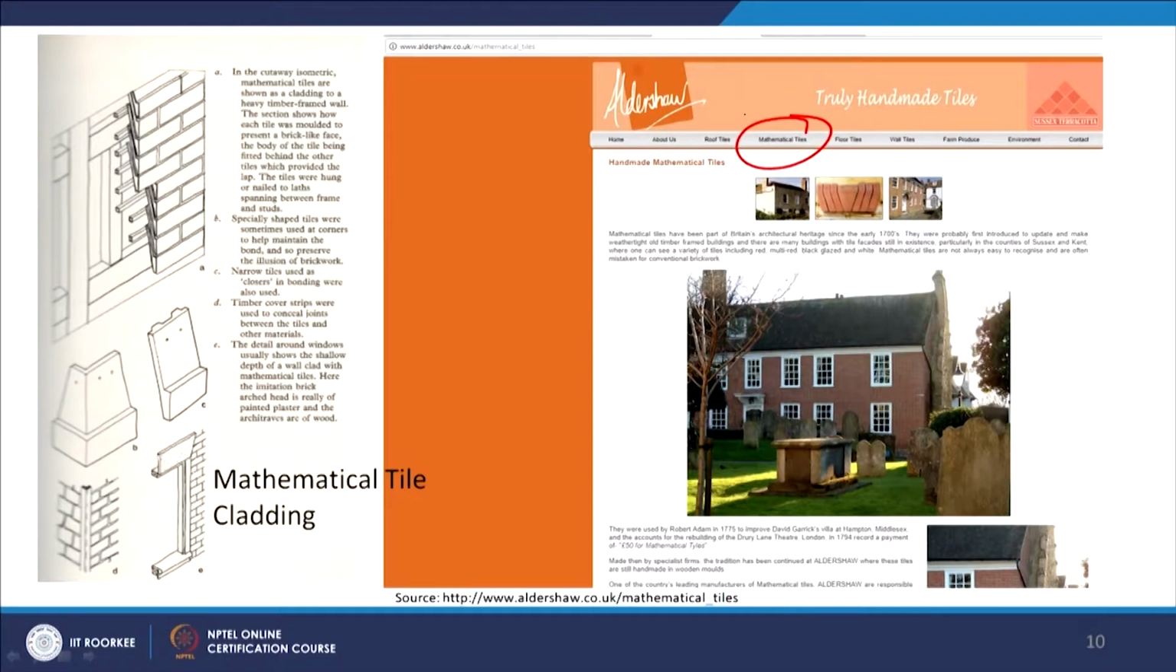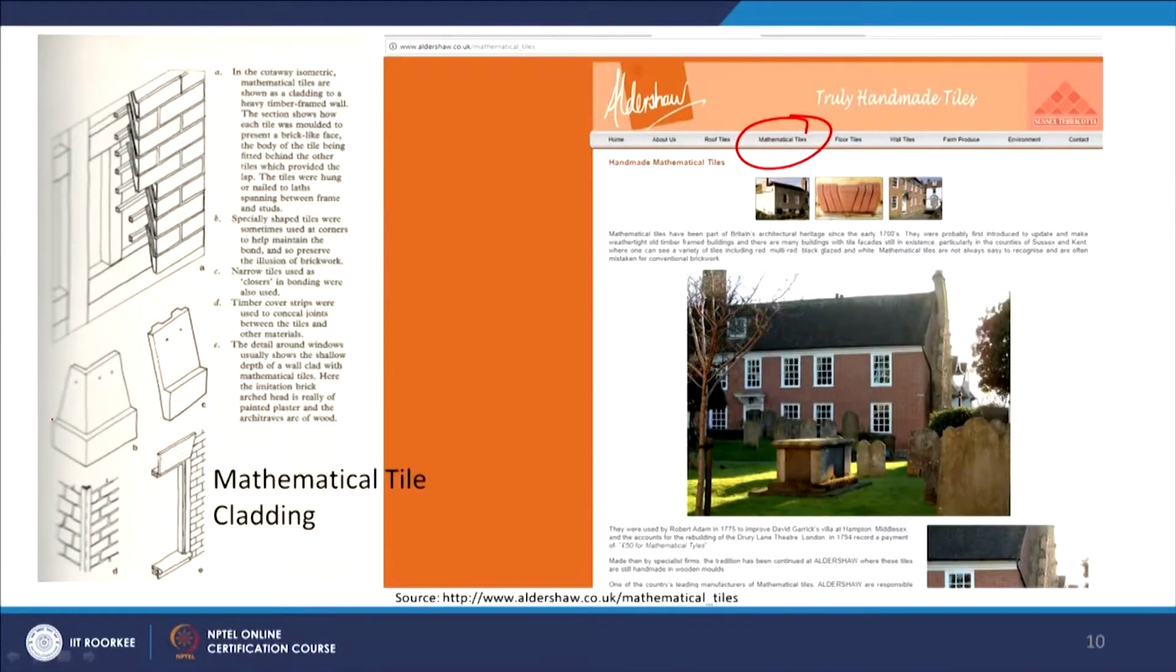In fact, these could be done in desired formats. For example, if you take the corners, a tile could be made in a desired format, and it also gives a brick-like face skin. These tiles were normally hung or nailed to laths spanning between the frames and studs. Narrow tiles are used at the closures because of the edge, and similarly timber covered strips were used to conceal joints.